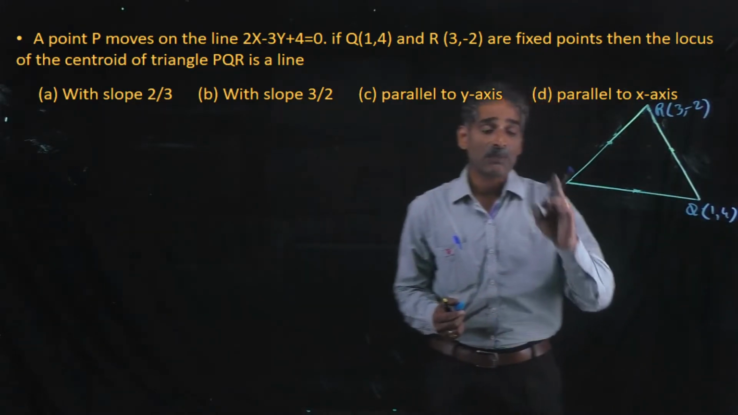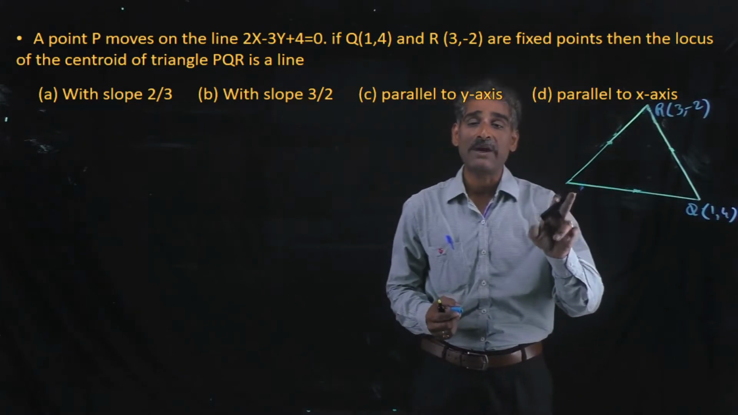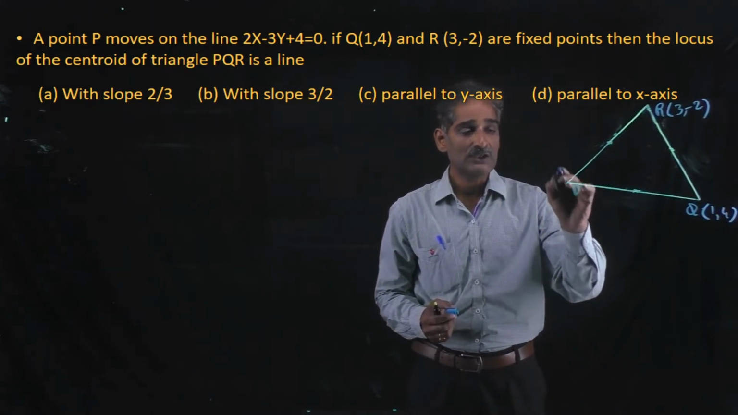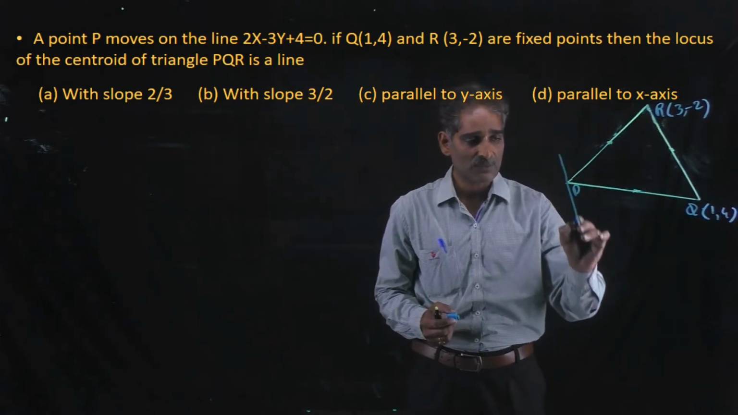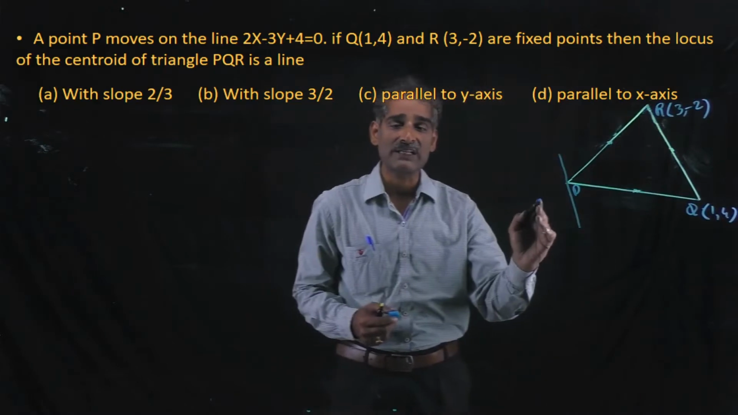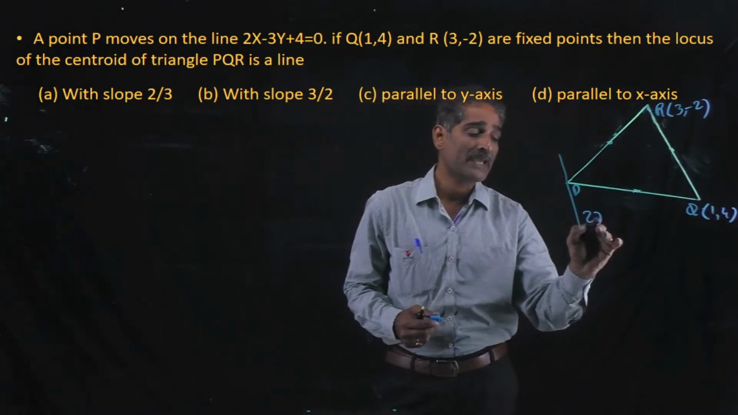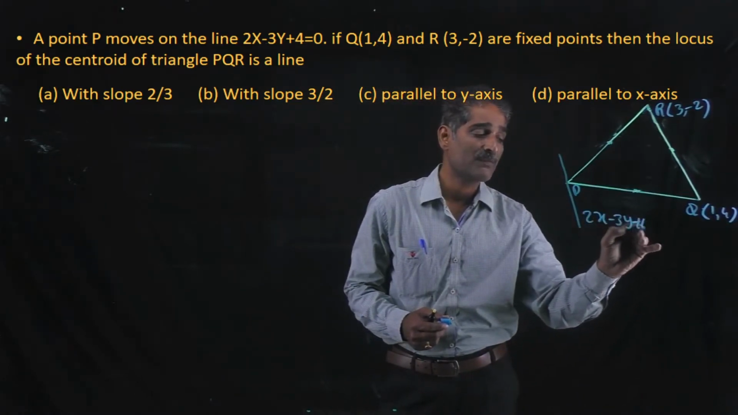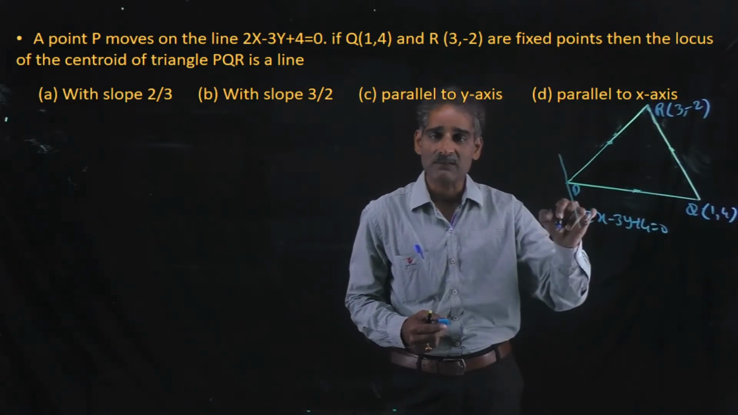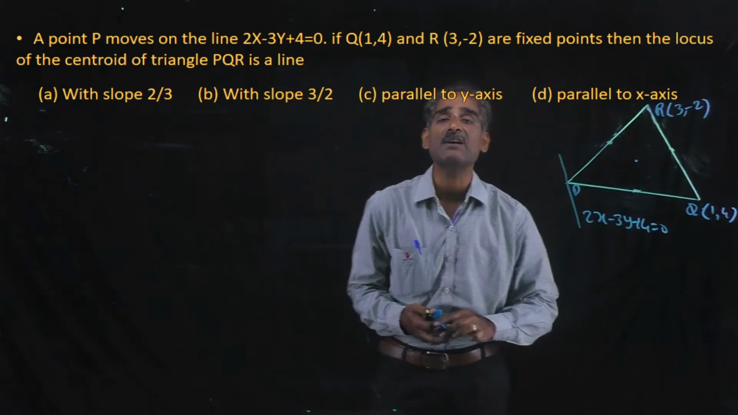Here, the third point P, let us take this as the position of the point P. This moves on a line. Suppose this is the line. Here the equation of this line is 2x minus 3y plus 4 equal to 0. This third point moves on this line. We have to find out the centroid of this triangle.